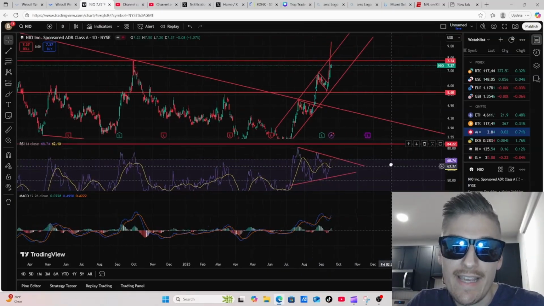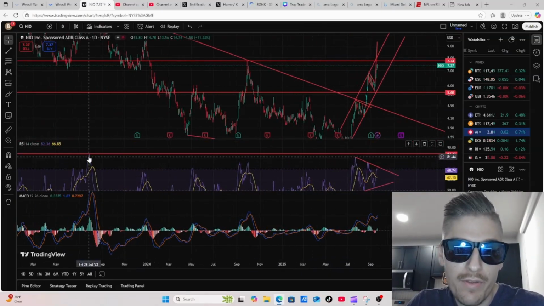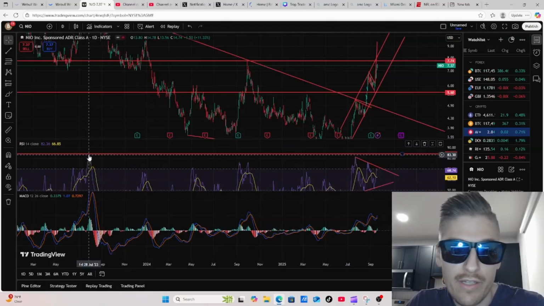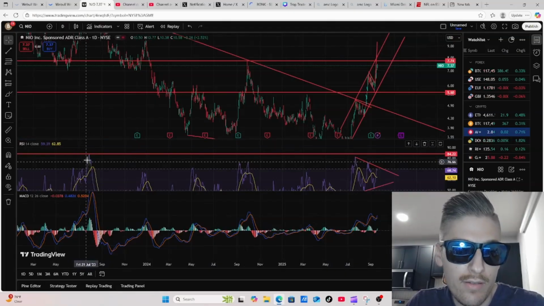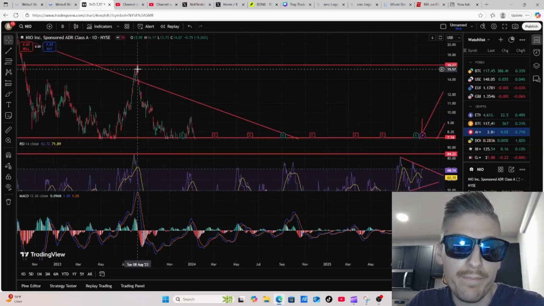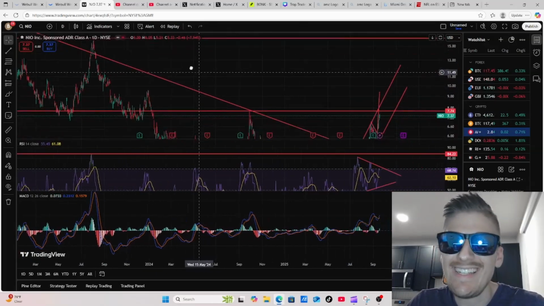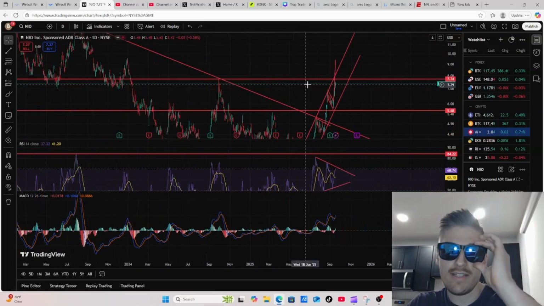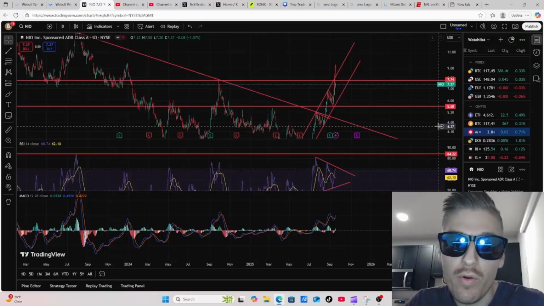You're currently at 68. Last time you were at 83 on the RSI was all the way back here in, what is it, August, we'll call it August 1st of 2023. And you are at $16. Now, I'm not saying you're going to go to $16. Is it possible? Of course.